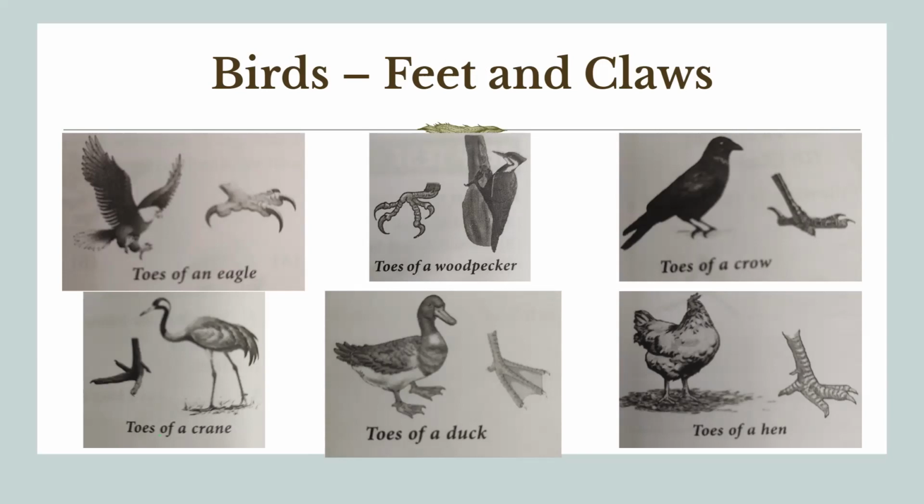Their toes are very sharp and their claws are also very hard, because they dig the ground, isn't it? They dig the ground and bring out the worms, insects, and buried seeds. These are different types of birds, and we are talking about their toes.